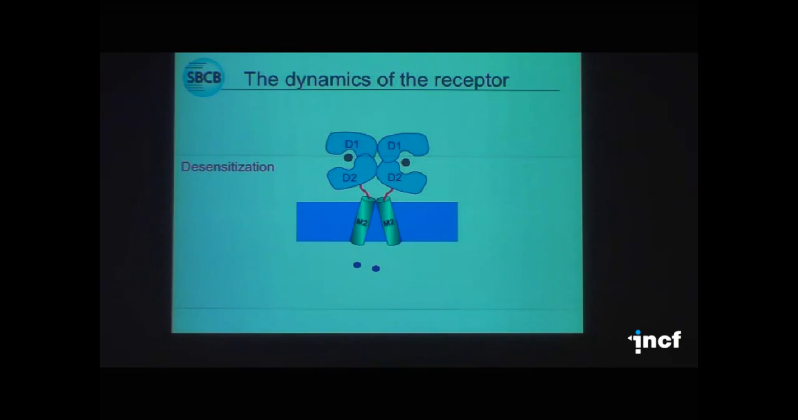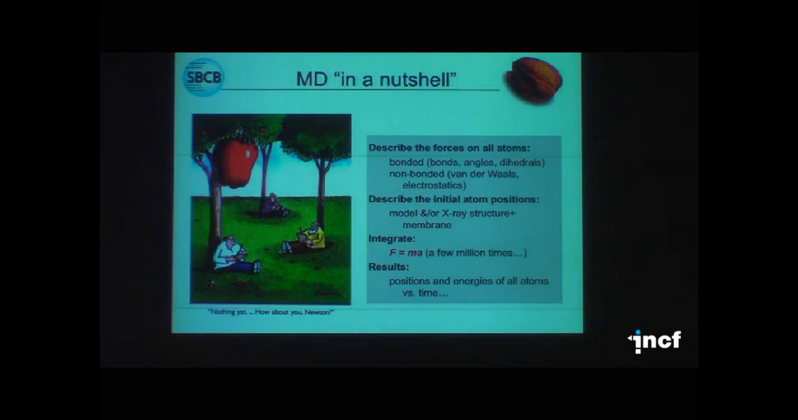So I'm going to focus in on that, but I'm going to use molecular dynamics, and I won't bore you with the details, but essentially we just solve one equation rather repetitively. There's this equation here, Newton's equation of motion. In order to do this, we describe all the forces on the protein using a force field. We start with some initial description of position, usually an X-ray structure in our case. After you integrate this many millions of times, you end up with a trajectory which describes the positions and energetics of all the atoms over time. That's the basic principle.